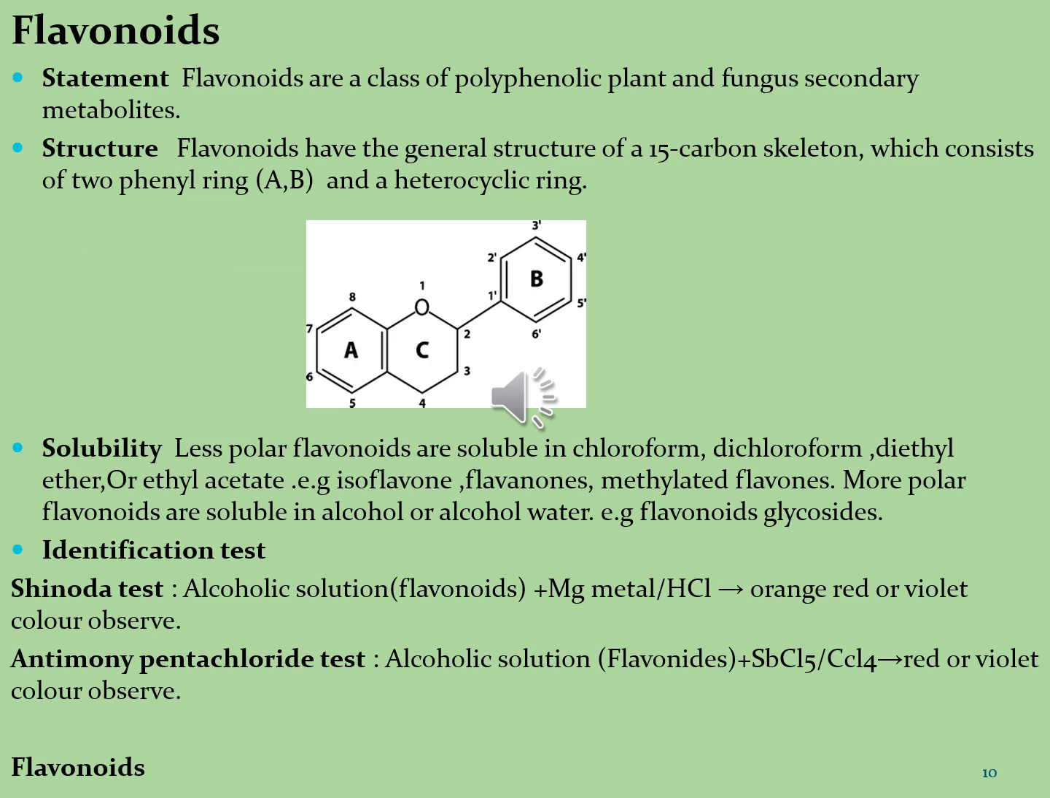Let's see what flavonoids are. Flavonoids are a class of polyphenolic plant and fungus secondary metabolites. Flavonoids are a group of plant metabolites thought to provide health benefits through cell signaling pathways and antioxidant effects. These molecules are found in a variety of fruits and vegetables.